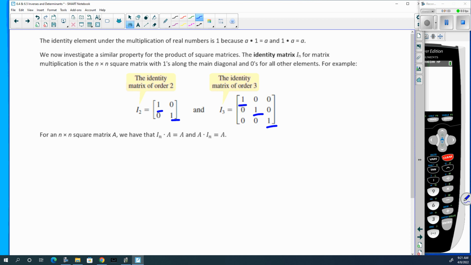And when you have the identity matrix, it doesn't matter if you do the identity matrix times the other matrix or the other matrix times the identity matrix, it still comes out as what they're saying here, matrix A. So it's called the identity because you can multiply it to other matrices and still come up with whatever that original matrix was.